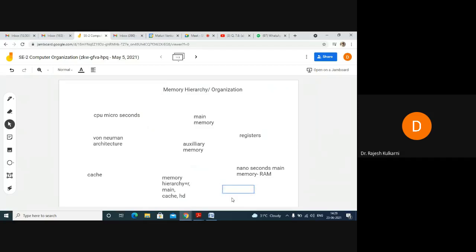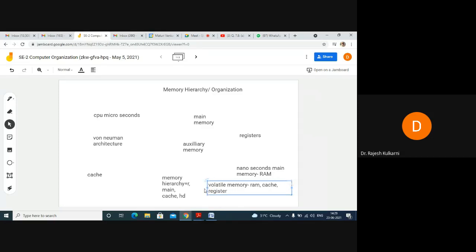the volatile memories. Somebody wants to help me regarding volatile memory? Your RAM memory, cache memory or register memory, they are all examples of volatile memories. Okay?